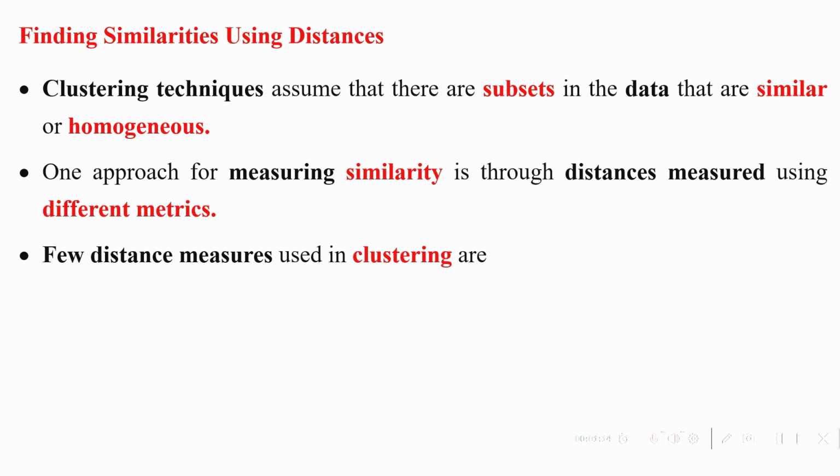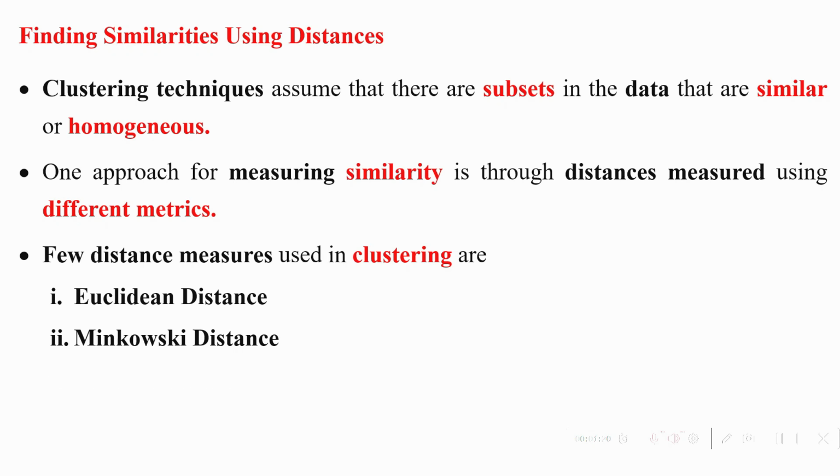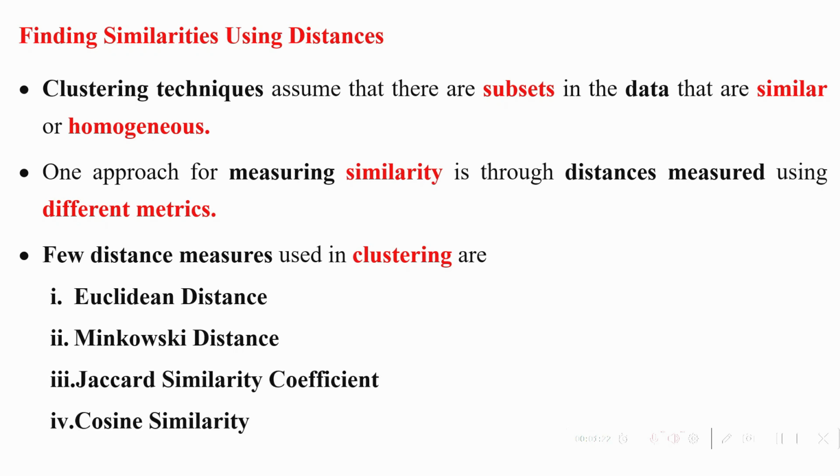A few distance measures used in clustering are Euclidean distance, Minkowski distance, Jaccard similarity coefficient, and cosine similarity. These are the different similarity measures. Based on the similarity measures, we are going to divide the data into different subsets. Those subsets have elements with similar behavior. Simply, this process is called clustering. Here we are going to use the different distance measures.